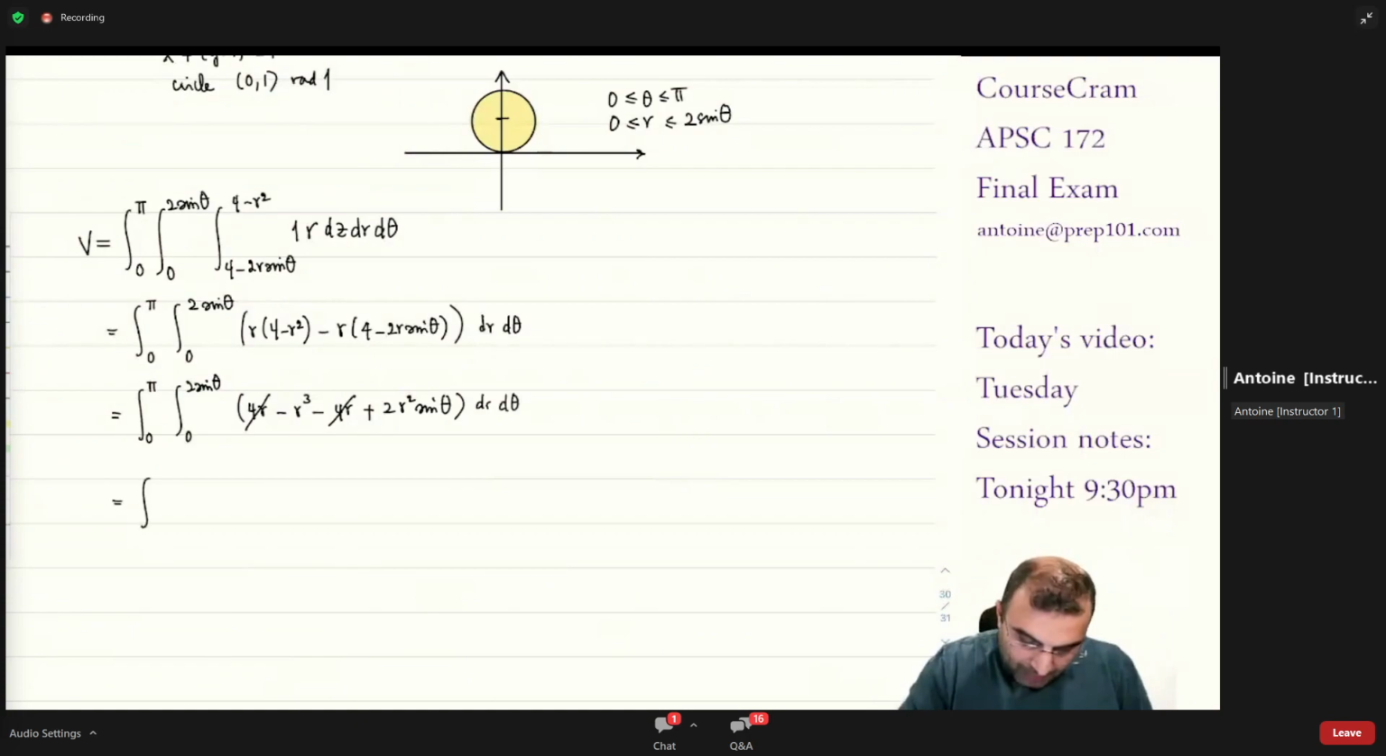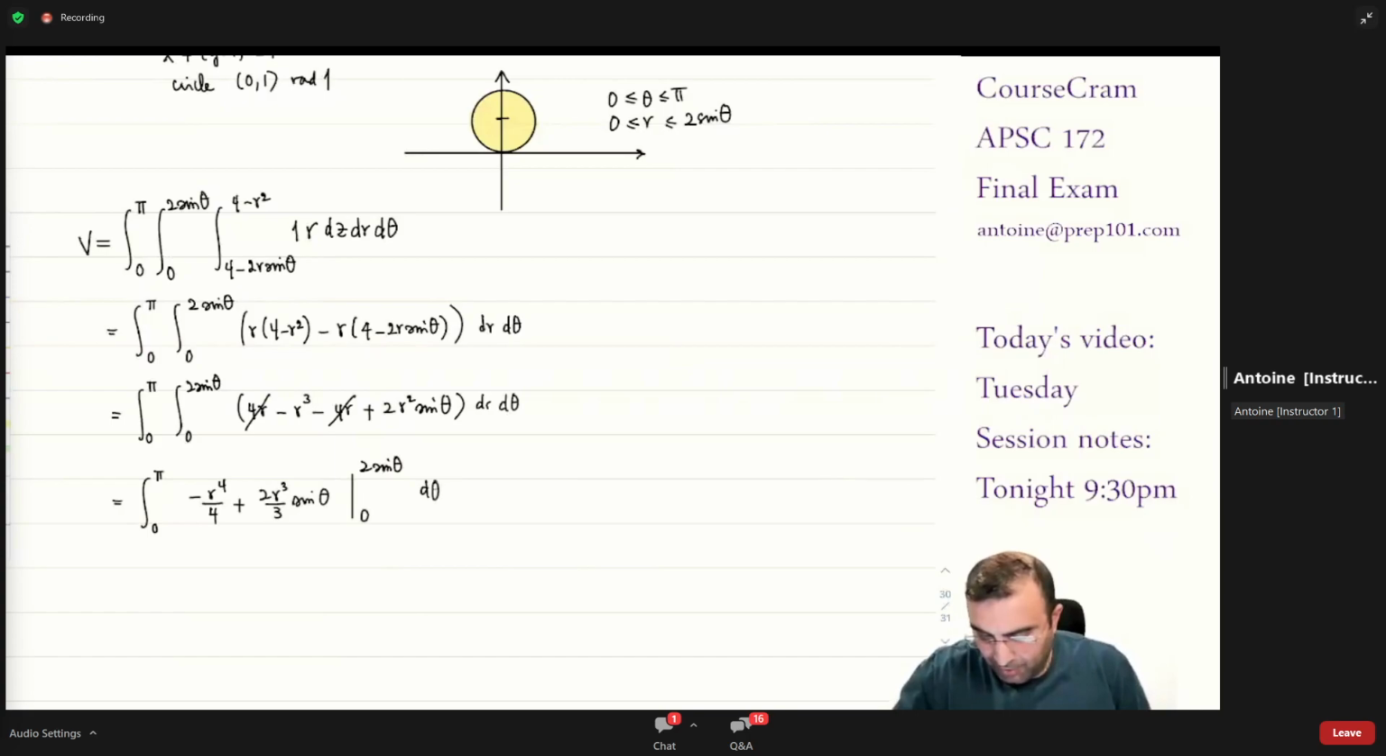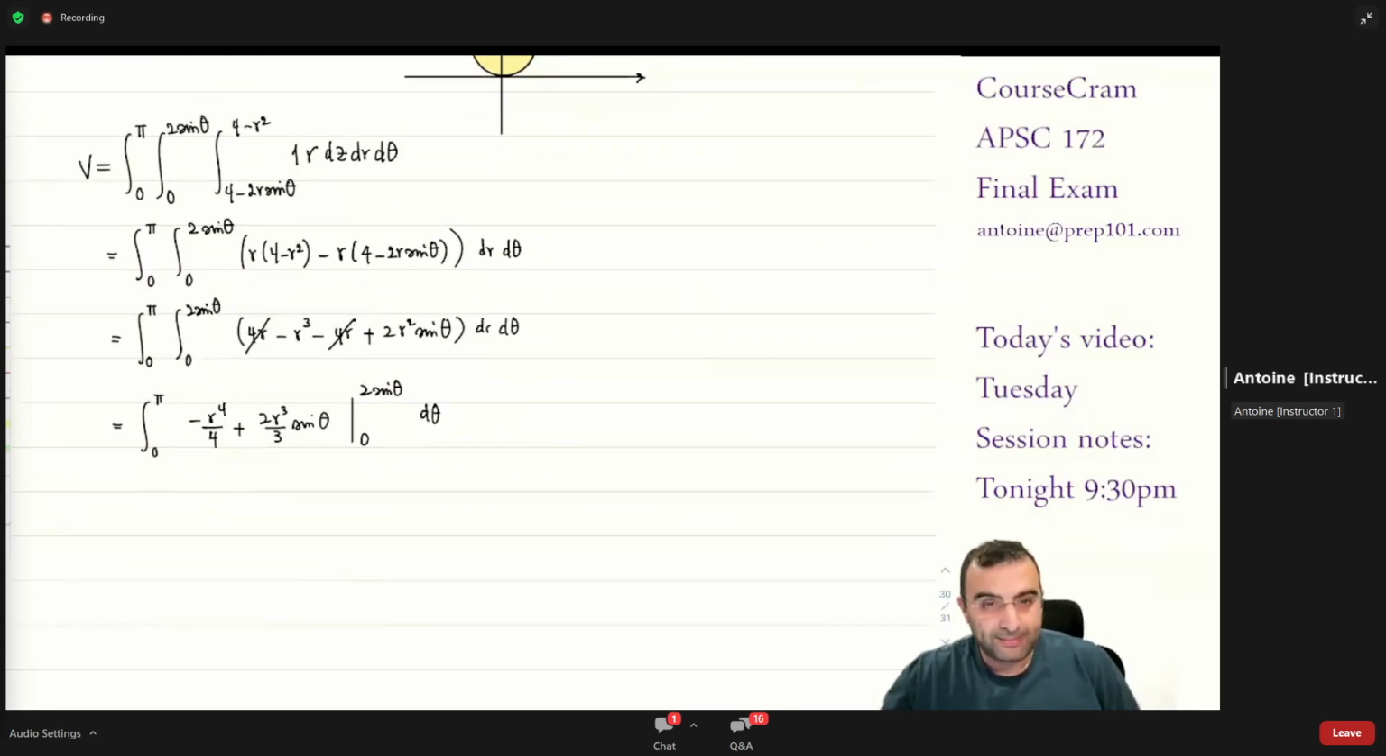So this is the integral from 0 to pi. The integral of r cubed is r to the 4 over 4, so we get minus r to the 4 over 4 plus 2r cubed over 3 sine theta, from 0 to 2 sine theta. Oh, look how cute this is. The person who asked this question is very nice.